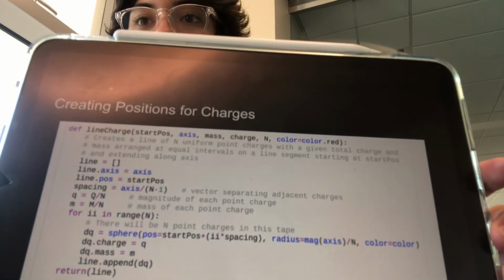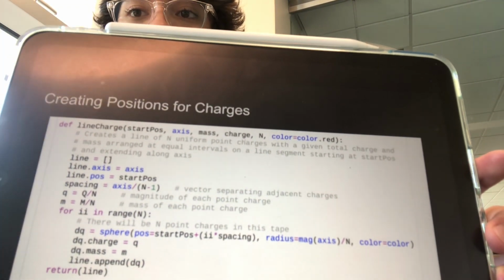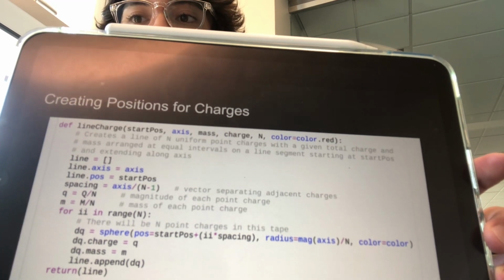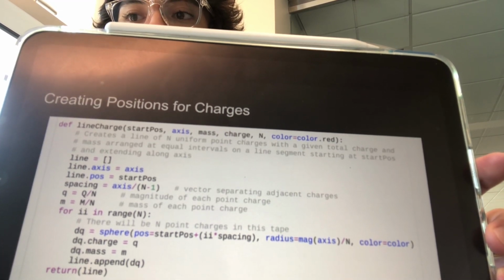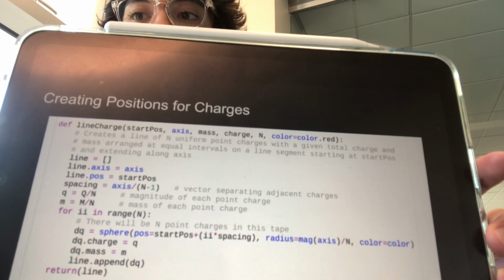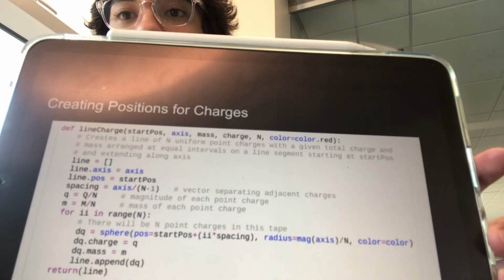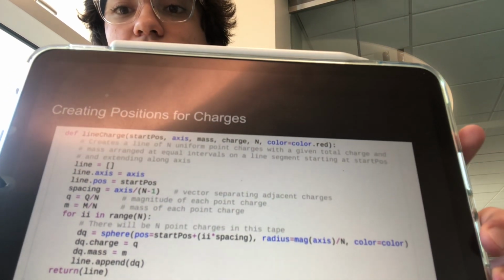Creating the positions for the charge, we created the line with a spacing across 0.2 meters and with 10 point charges, and we did this for the top tape and the bottom tape.